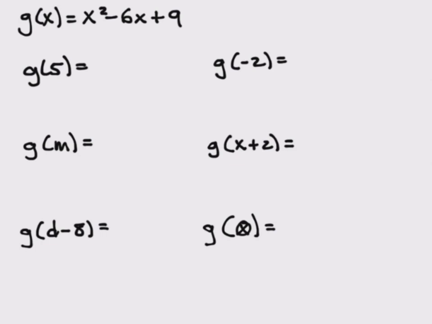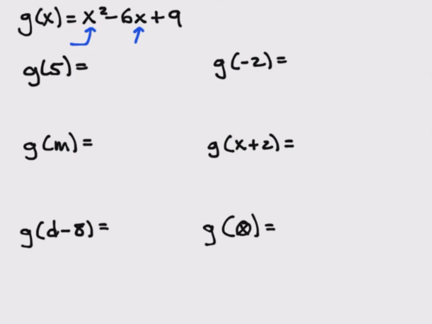Alright, now to finish up with a little practice. Here's a function, g of x equals x squared minus 6x plus 9. Note to self, g is the name of our function, while x represents our input variable. And we've got 6 examples where we're asked to find the output when different things are the input. And for each one of these, all we have to do is substitute that input for x everywhere it appears in our function's equation. So here and here.